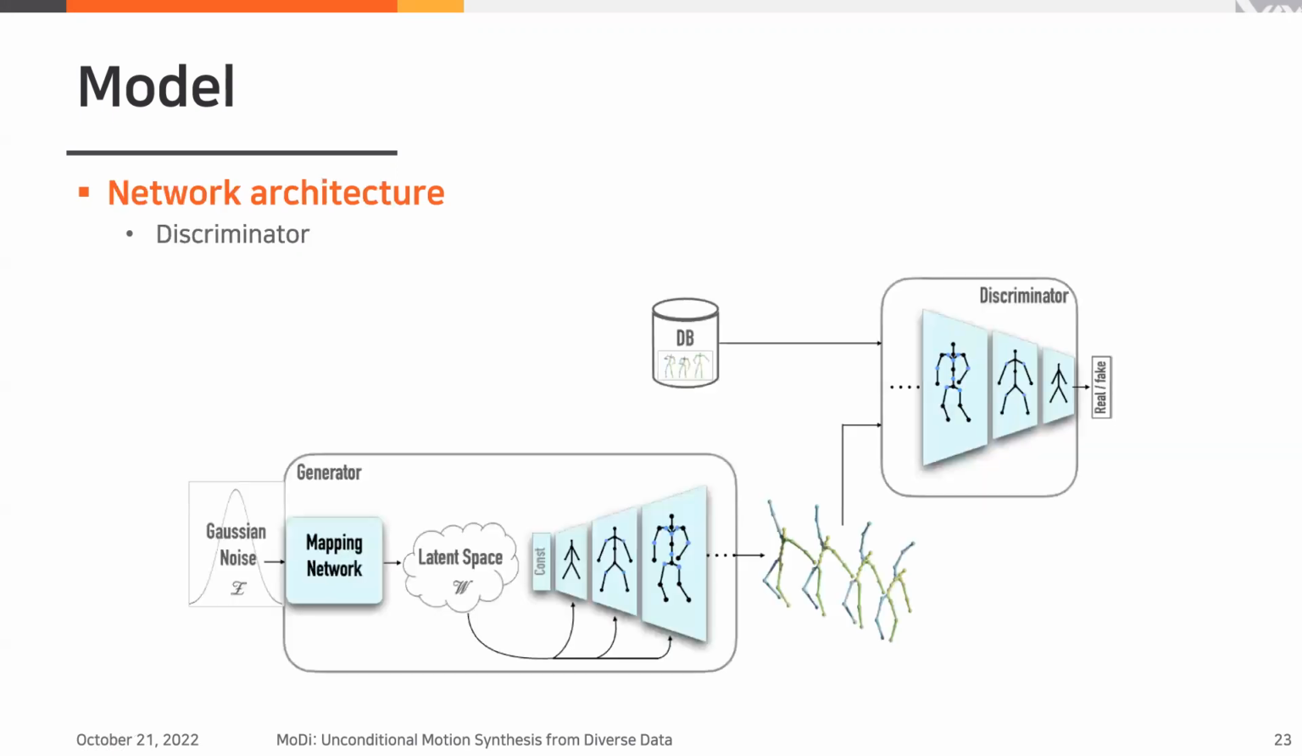And in addition to the generator, they also use a discriminator to generate realistic motions. And it has a reverse architecture of the synthesis network. It receives generated or real motion and processes it in skeleton-aware neural blocks that downscale gradually.